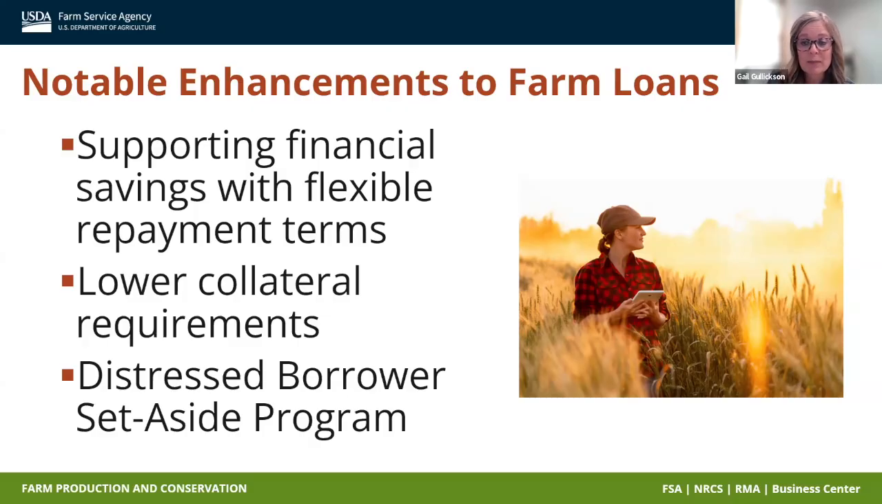Additionally, after establishing a history of on-time payments, FSA can release liens on collateral the borrower originally provided as additional security. And with the Distressed Borrower Set-Aside Program, financially distressed borrowers can defer one annual loan installment per existing loan at a reduced interest rate, providing a simpler and expedited option to resolve financial distress outside of FSA's existing loan servicing options. And it's similar to the Disaster Set-Aside Program, but a borrower does not have to be first affected by a declared natural disaster to qualify.